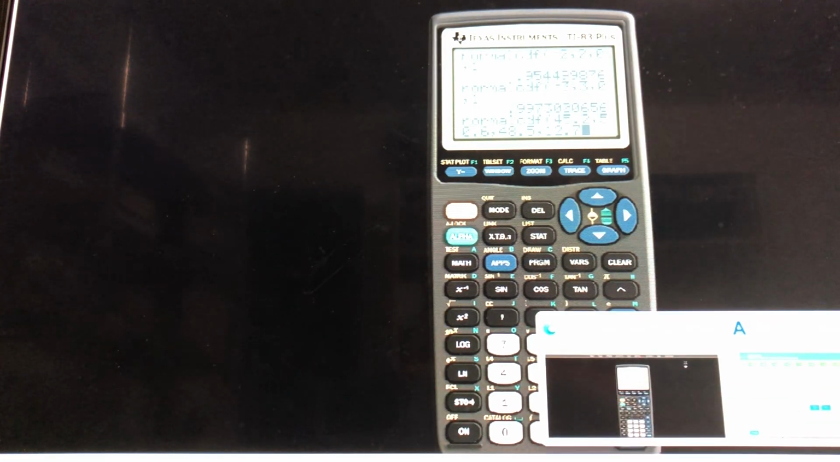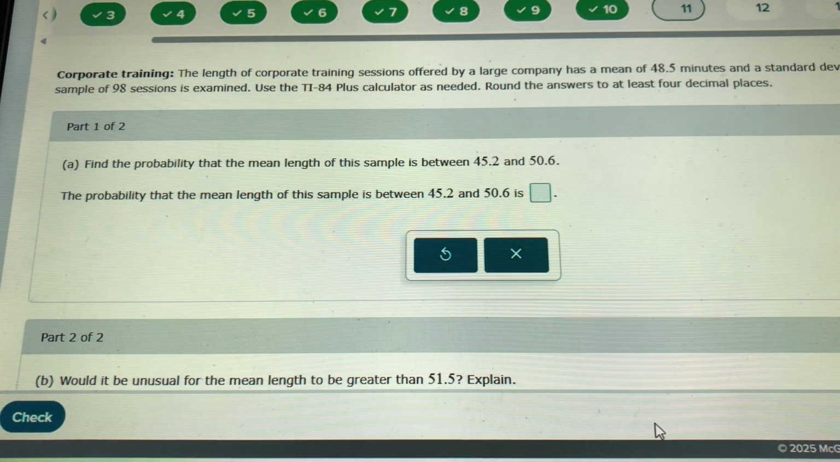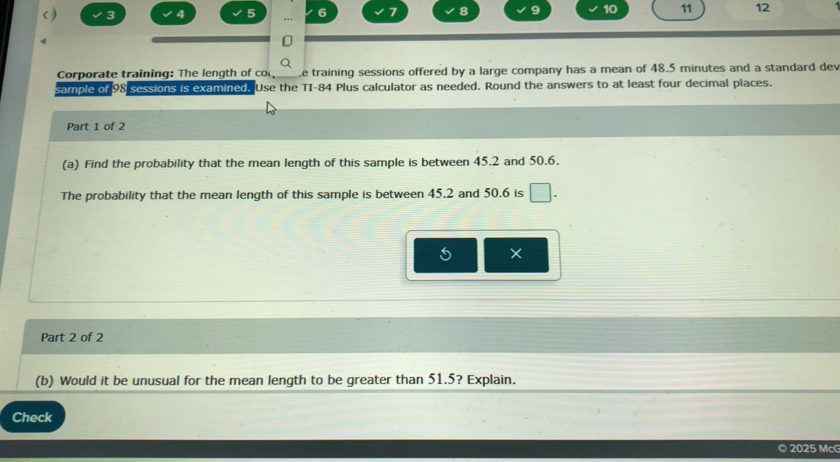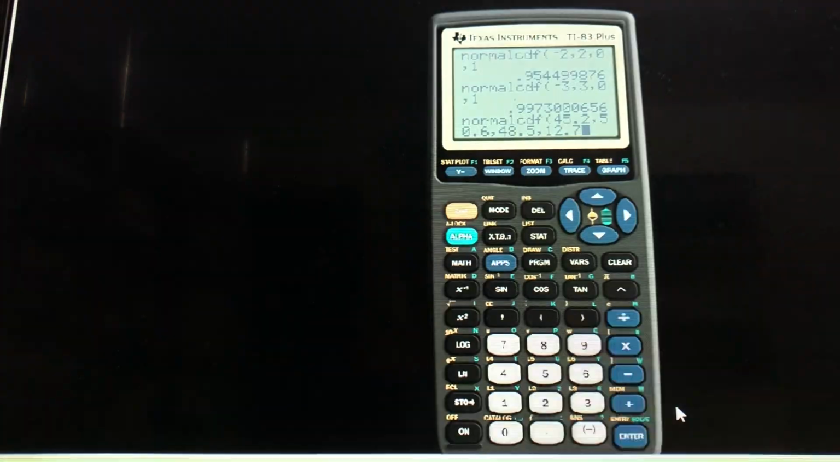The one thing that is different, though, is never in section 7.1 or 7.2, the first 10 problems, never in any of those problems did they mention anything about a sample size. But right here, there's a sample of 98 sessions that are examined. Once there's a sample size, then the following comes into play.